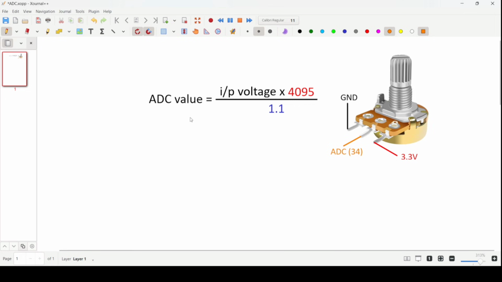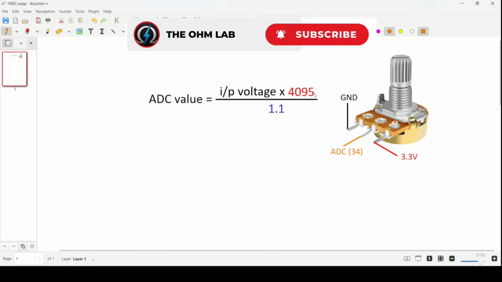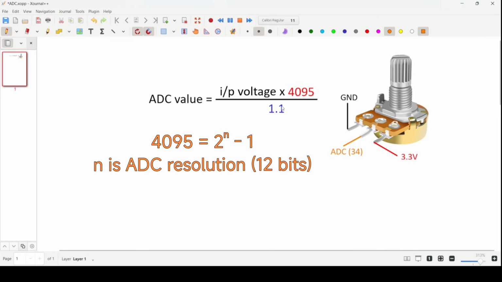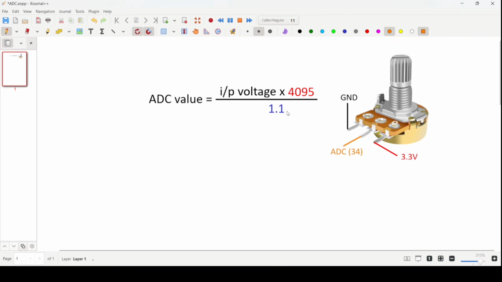So the ADC value is calculated internally using this formula: input voltage multiplied by 4095 divided by 1.1. The input voltage is the potential difference between this ground pin and the ADC pin. Now in my case this potentiometer middle pin is connected to GPIO number 34 on the ESP. And this 4095 is the maximum ADC value the ESP32 ADC can achieve, divided by 1.1. Now this 1.1 is the reference voltage for the ADC.